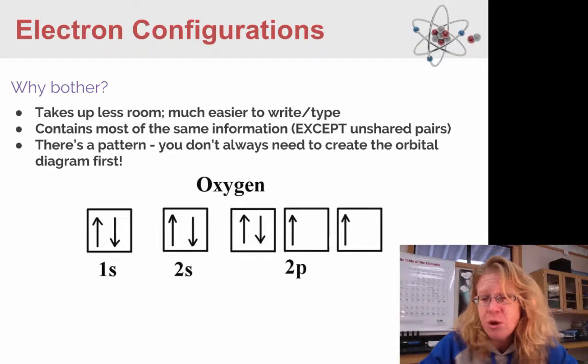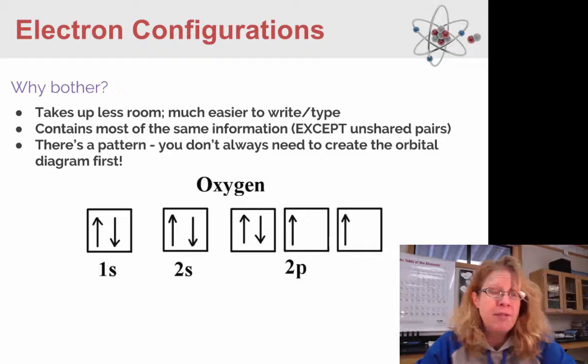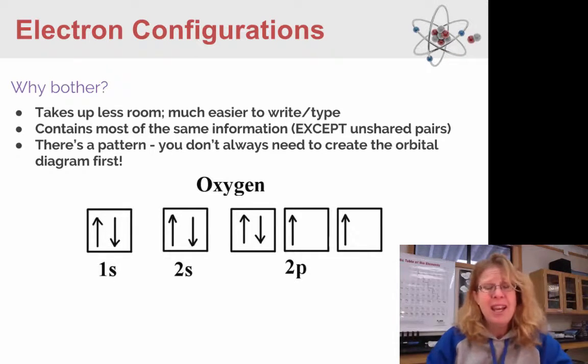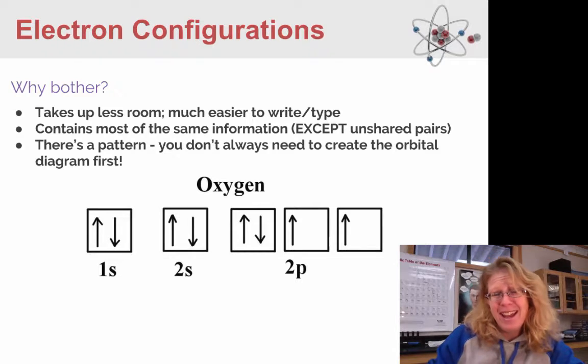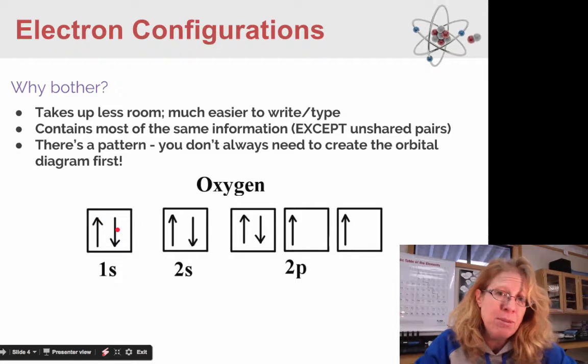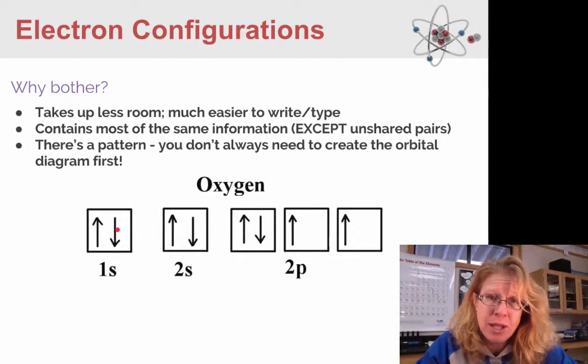So here's oxygen's orbital diagram. Again, I just grabbed it from the previous page. When we want to write an electron configuration for this, we're going to get rid of the squares and the arrows, and replace them with numbers and letters. So I'm going to continue with writing the 1s, but instead of writing arrow, arrow, I'm going to use an exponent 2 to represent that there's 2 electrons there.